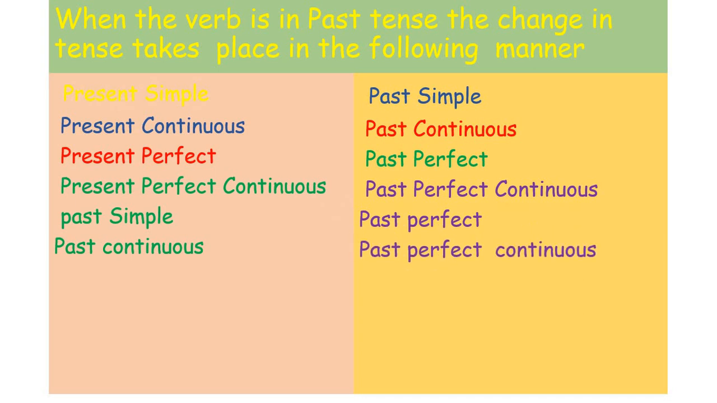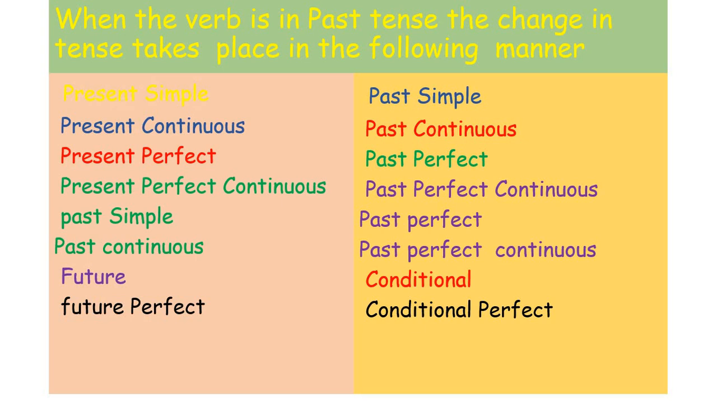Now the important thing is how we change the future tenses. Now there is no future tense in English, but there are some verbs that describe the future time. So these will be changed into the conditionals. Then the future perfect will be changed into the conditional perfect. So in this manner we will change our sentences.